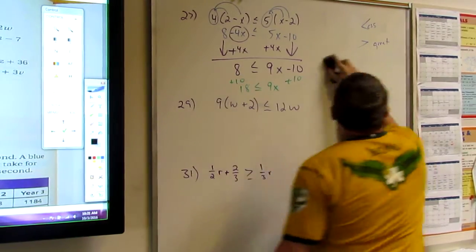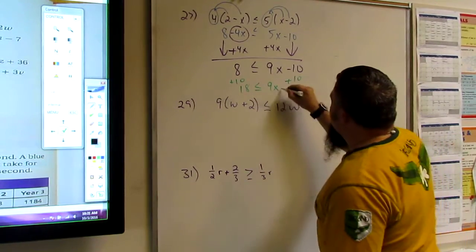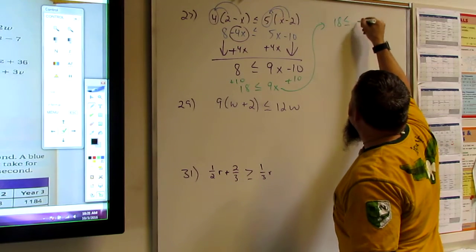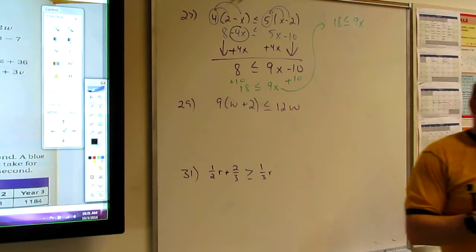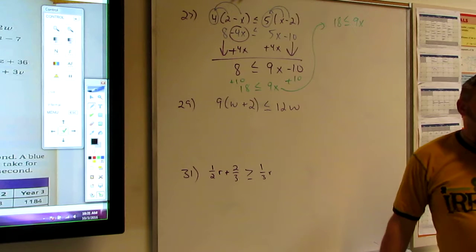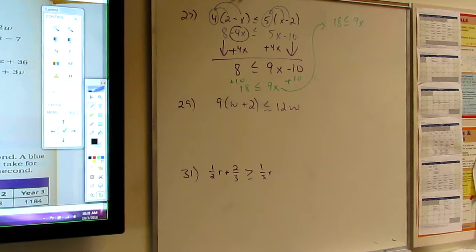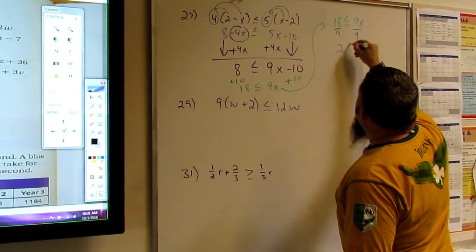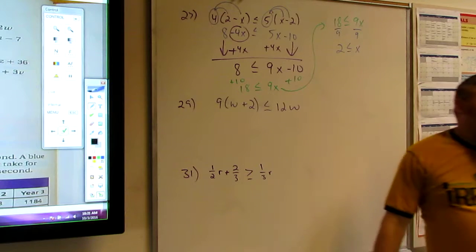And what I'm going to do is move this over here, because I ran out of space, and go 18 is less than or equal to 9x. So now I can continue working. Make sense? Yeah. Okay? And then what? I got to do the opposite, right, Kat? So what's the opposite of what's happening to the x? Divide. That's it. So I got 2 is less than or equal to x.